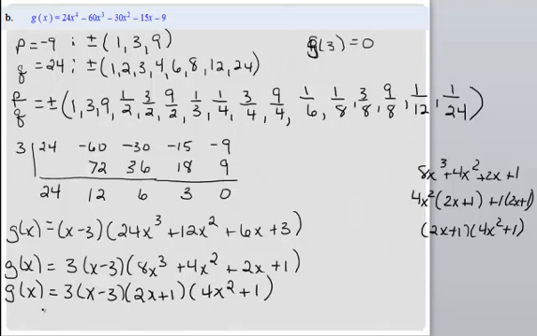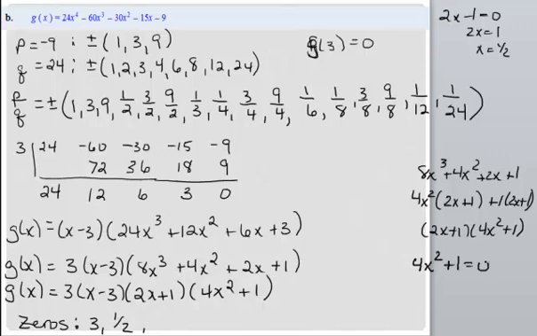This will tell us that the zeros are, well, we know this one is 3. This one, if we set that equal to 0, 2x minus 1 equals 0, 2x equals 1, which means x equals 1/2. But then what about this one? We have 4x squared plus 1 equals 0. Move the 1 over. We have 4x squared equals -1. Now we divide both sides by 4, so x squared equals -1/4.